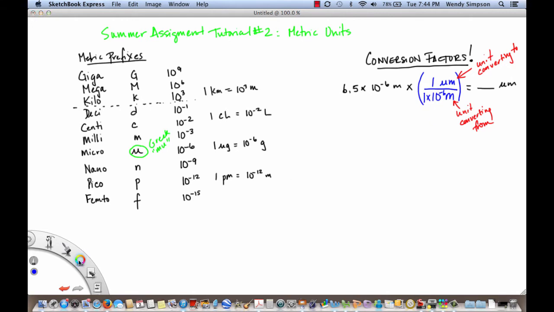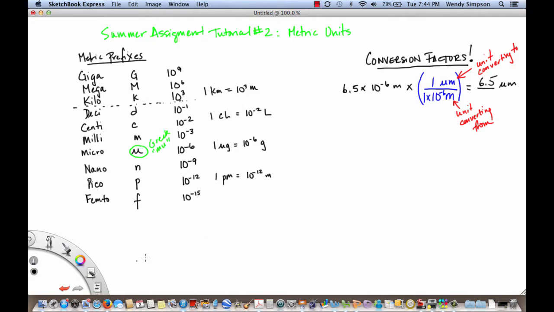So this ends up being a division problem, because I'm multiplying by 1 over something, that's the same as dividing. So I have 6.5 times 10 to the minus 6 divided by 1 times 10 to the minus 6. So my 10 to the minus 6's cancel out, and I end up with 6.5 micrometers.